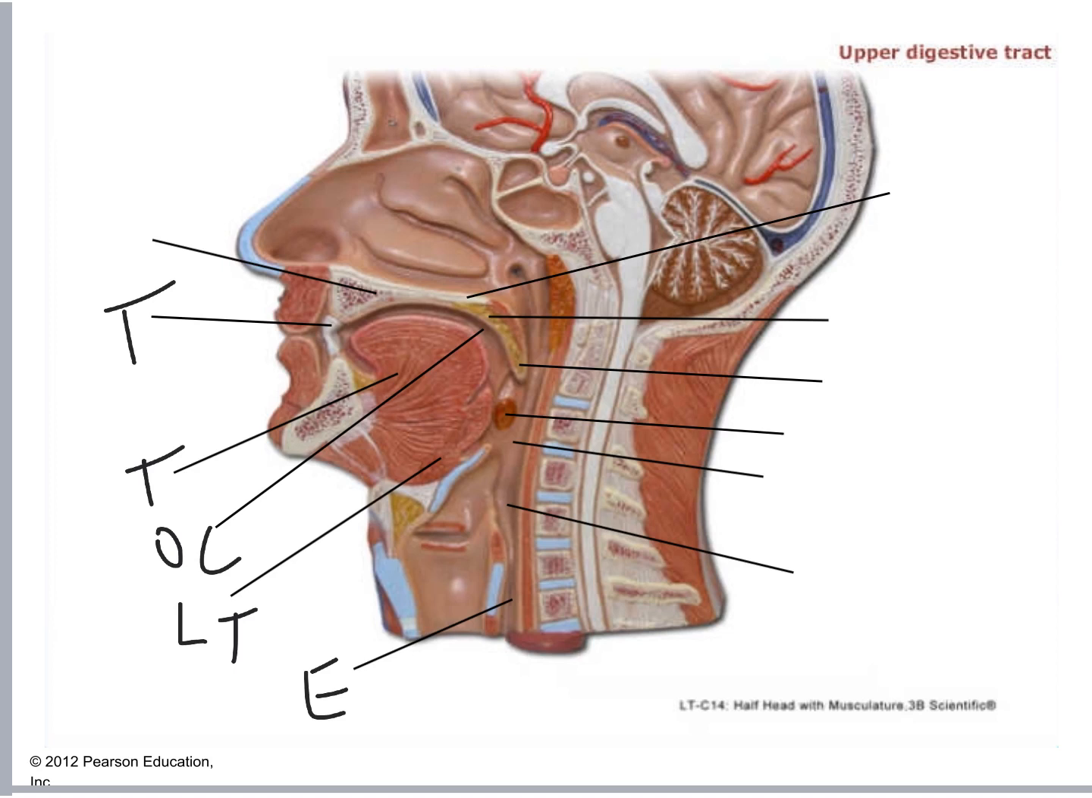All right, this next line is pointing to the maxilla, which is the upper jaw. This is also the hard palate. Remember, the palate is the roof of the mouth. We have a soft palate and a hard palate.